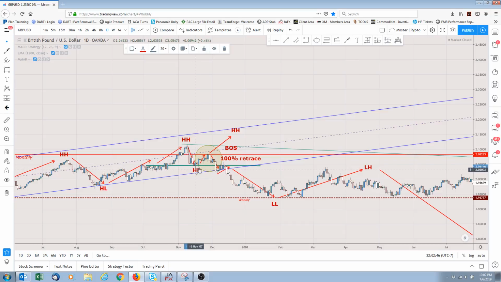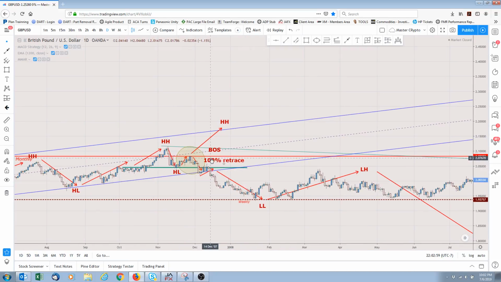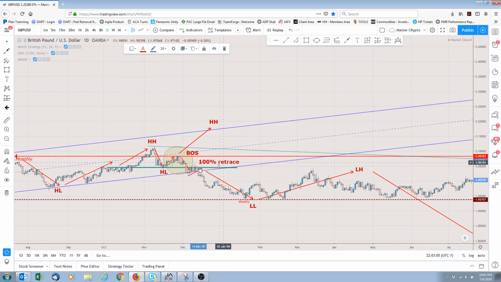So what are we expecting now? We're expecting it to make a higher high. Price should continue and make a higher high. If it doesn't, that's what we call a break of structure. So see, look, this is where 100% retrace comes in.